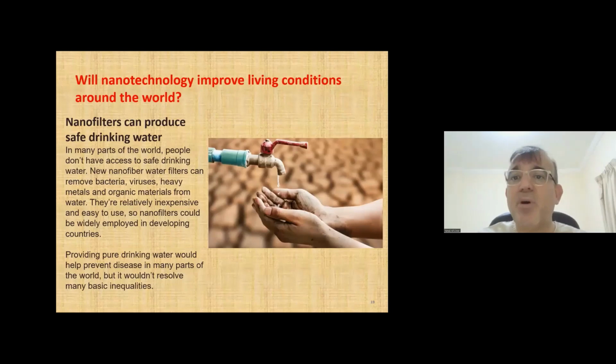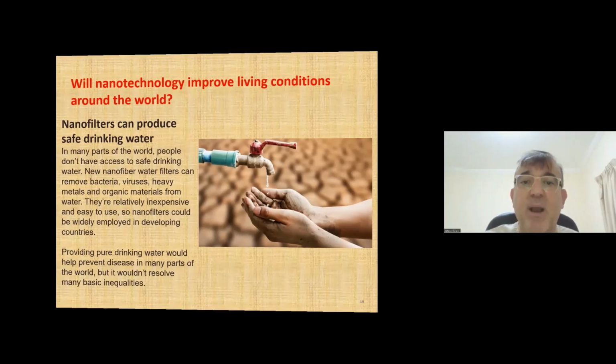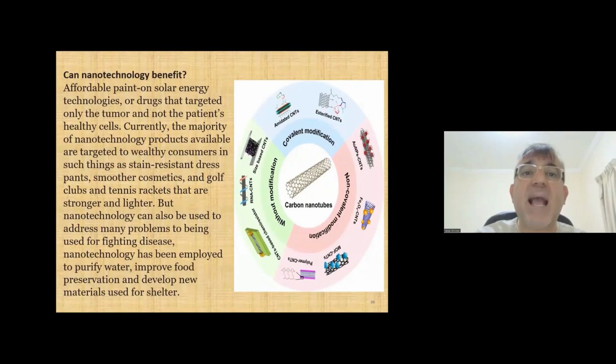Another question: will nanotechnology improve living conditions around the world? Many people don't have access to safe drinking water, unfortunately. A new nanofiber water filter can remove bacteria, viruses, heavy metals, and organic material from water. They are relatively inexpensive and easy to use. So nanofilters could be widely employed in developing countries, where the pollution percentage is very high. And providing pure drinking water would help prevent disease in many parts of the world, but it wouldn't resolve many basic inequalities.